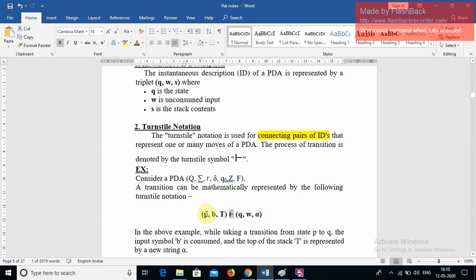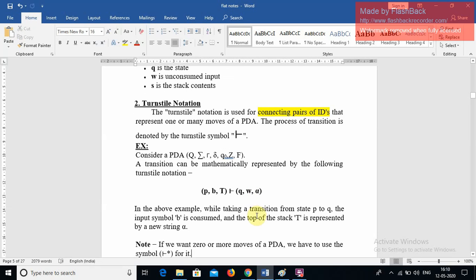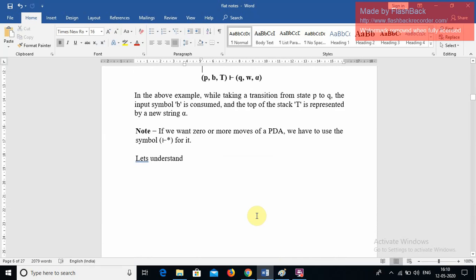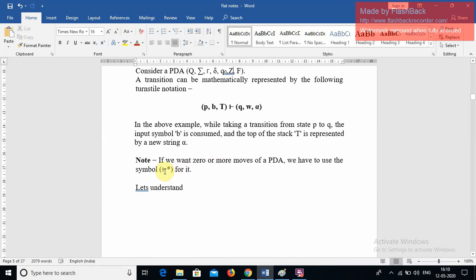P is a state here, B is an input symbol, T is the top of the stack, and Q is a state here, W is an input symbol, and alpha is also an element pushed to the stack. And to represent more than one move in a transition, we can use turnstile star here.